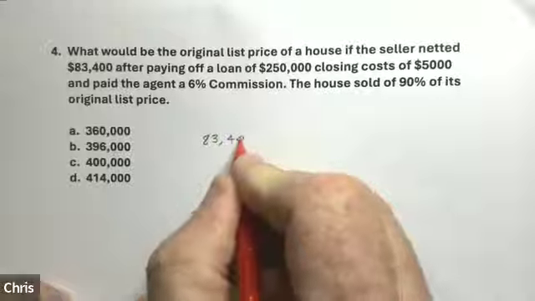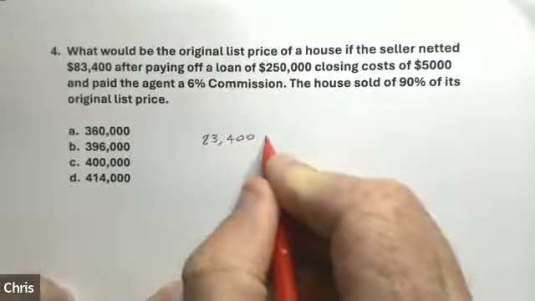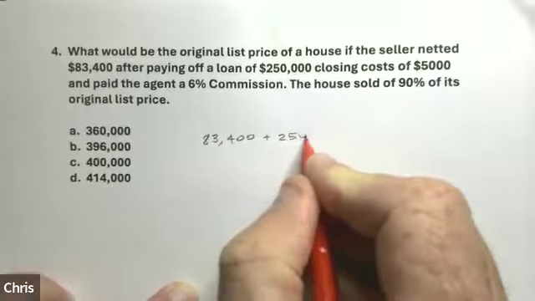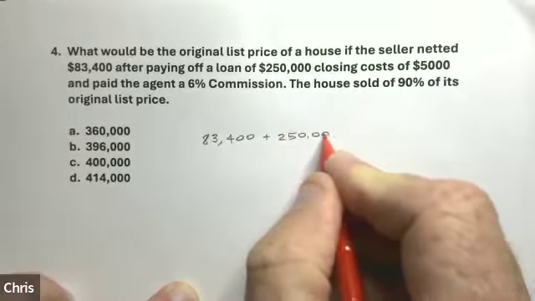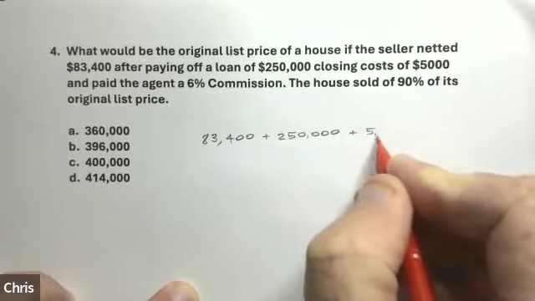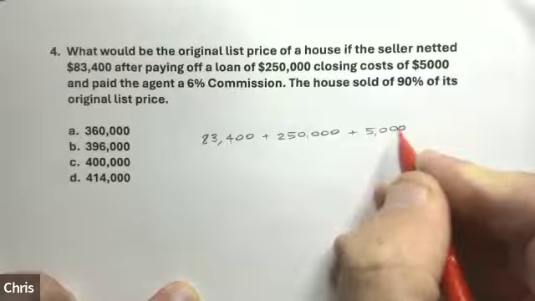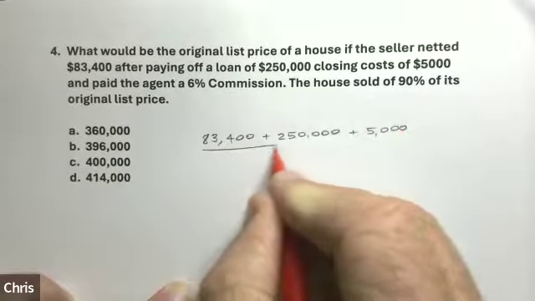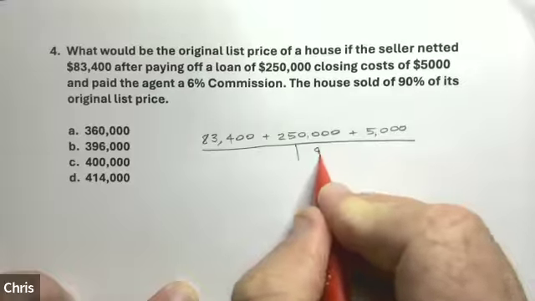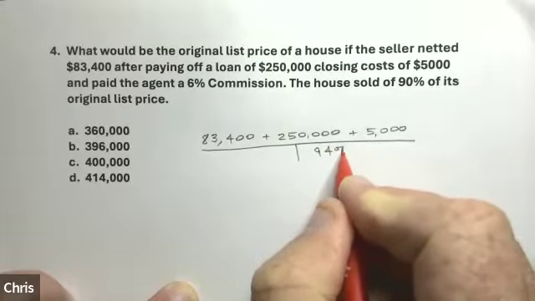83.4 is what the seller wants to put in their pocket. 250 to pay off the loan. 5,000 because we said so. I mean, we tell you what the closing costs are. There's no way you could have calculated that without us telling you. And then the inverse of the commission, 94%.